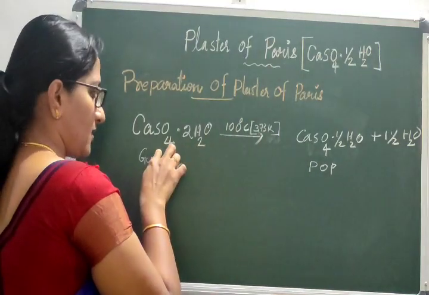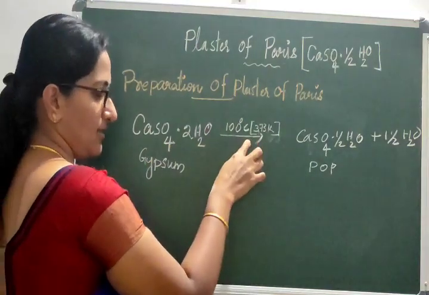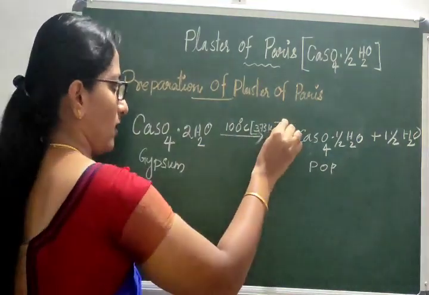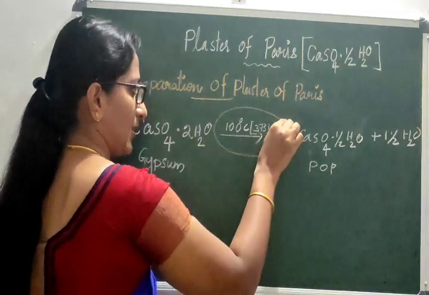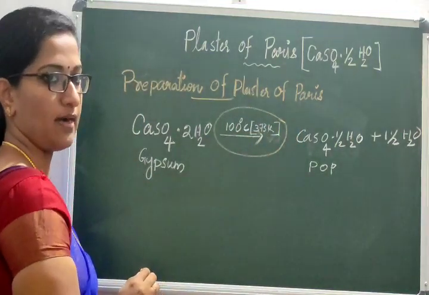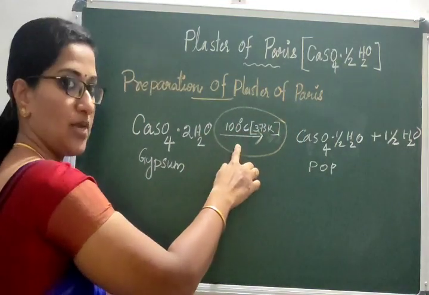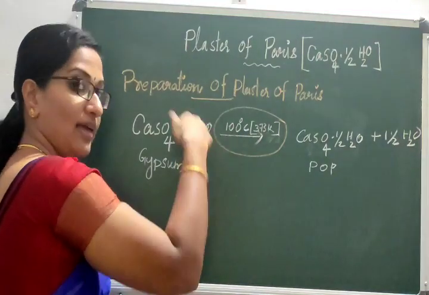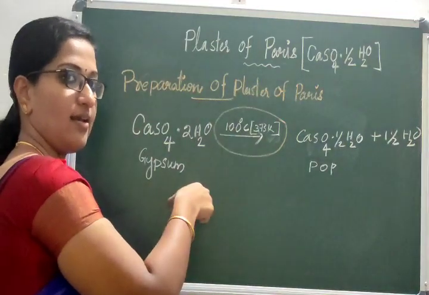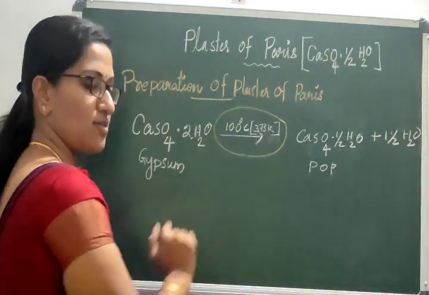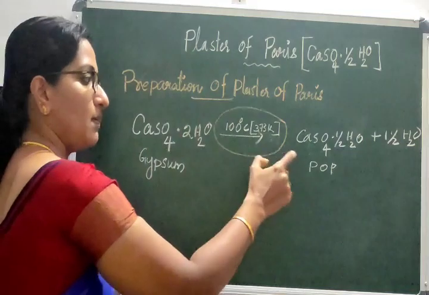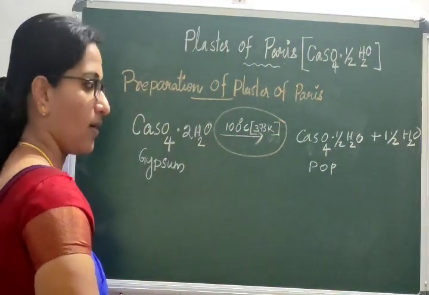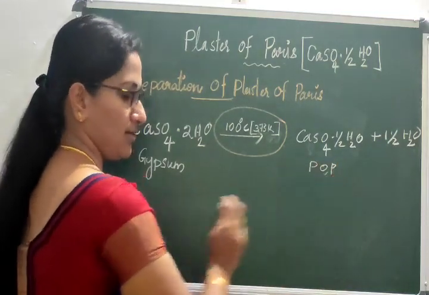So just heat the gypsum at 100 degrees Celsius or 373 Kelvin. This temperature is very, very important. When you write the equation, without writing this temperature, you won't get the mark. So you have to specify the temperature. This temperature plays a major role. If you heat more than 100 degrees or less than 100 degrees Celsius, you won't get plaster of Paris. If you want to get plaster of Paris, definitely you should follow this temperature.